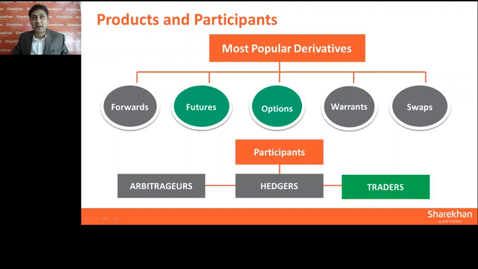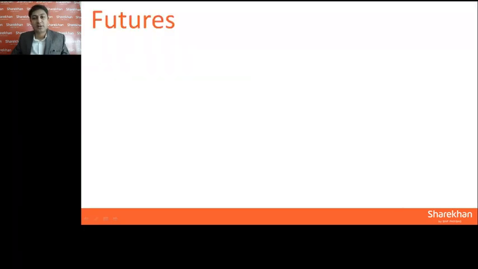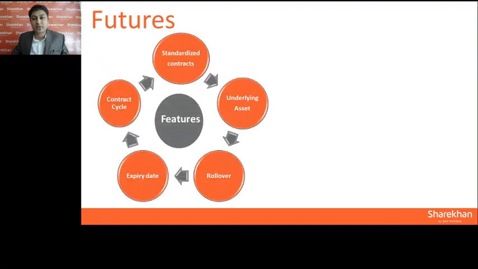Now let's understand some features of futures. The first and most important thing is that you have standardized contracts. So Reliance Industries has a contract of 500 shares or 1000 shares, and when I say I want to buy one lot of Reliance, it means 1000 shares. You have an underlying asset.